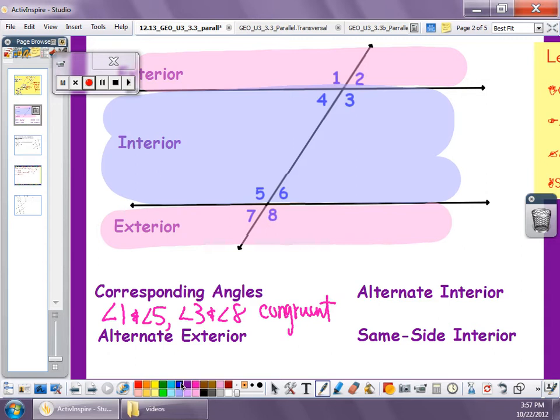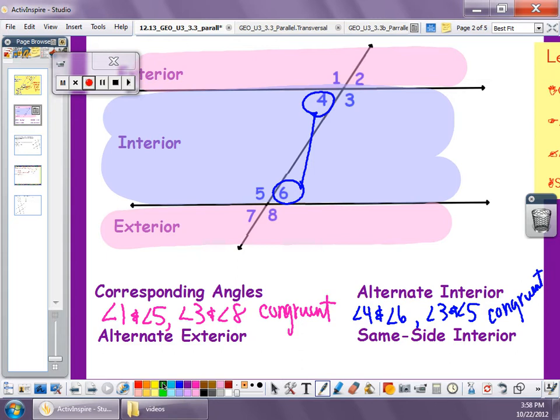Next set, alternate interior angles. So interior means they must be in the interior part, and alternate means that they're not on the same side of the transversal. So I have 4, and I look to the opposite side of the transversal, and I have 6. So 4 and 6 are alternate interior. I also can say angle 3 and angle 5 are alternate interior. And if I look, they are congruent as well.